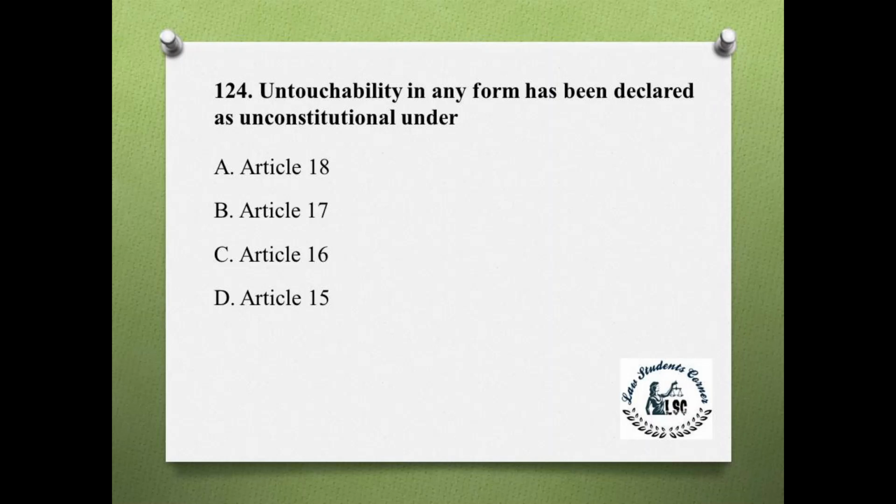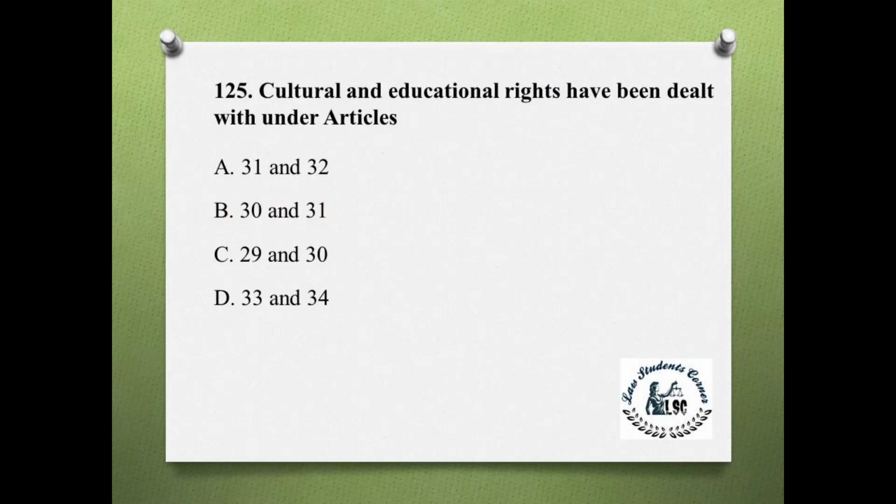Question number 124. Untouchability in any form has been declared as unconstitutional under: option A, Article 18; option B, Article 17; option C, Article 16; option D, Article 15. Correct answer is option B, Article 17.